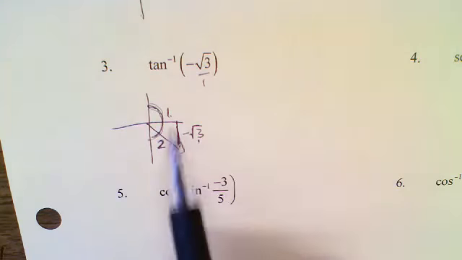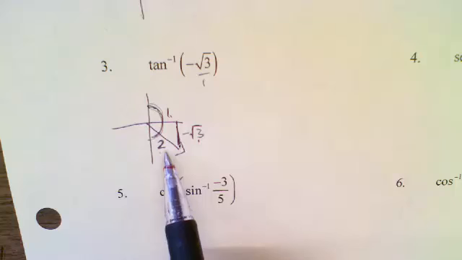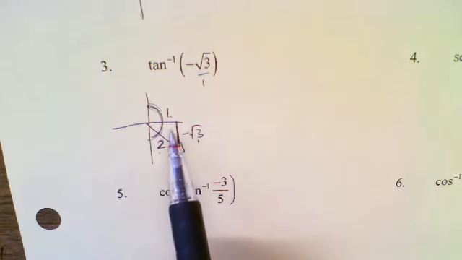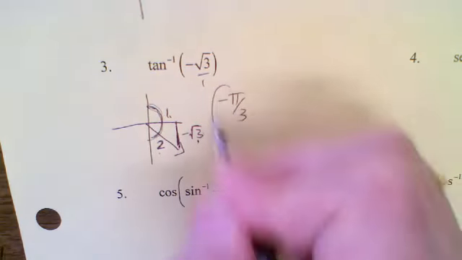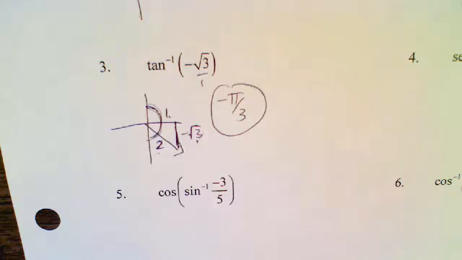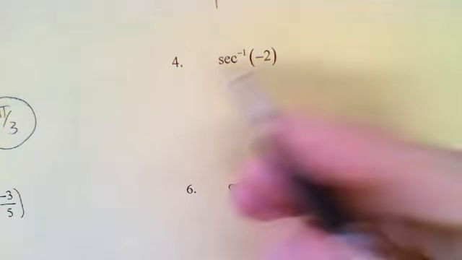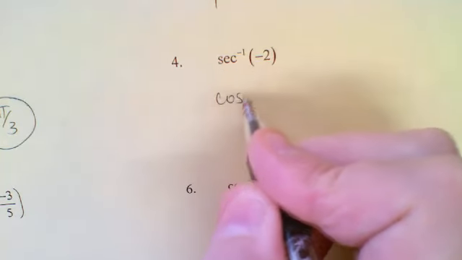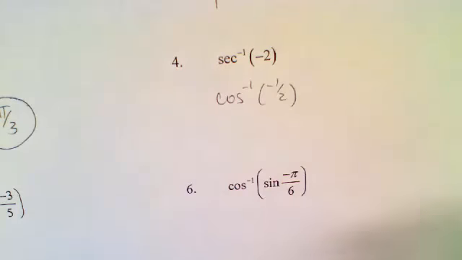So now I see that, okay, the cosine is 1/2. The sine is negative radical 3 over 2. And so that happens when the cosine is 1/2 of negative pi over 3. So when I don't know the tangent ones, I draw the picture and then I think about sine or cosine. All right, secant is negative 2, so that means I'm looking for the cosine of negative 1/2.